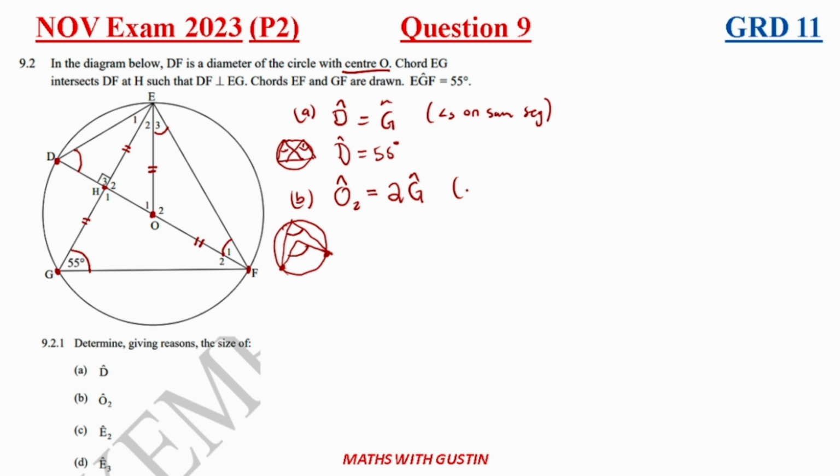So our reason would be: angle at center is twice angle at the circumference.